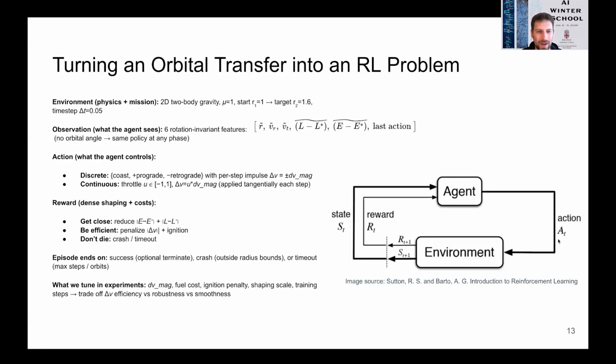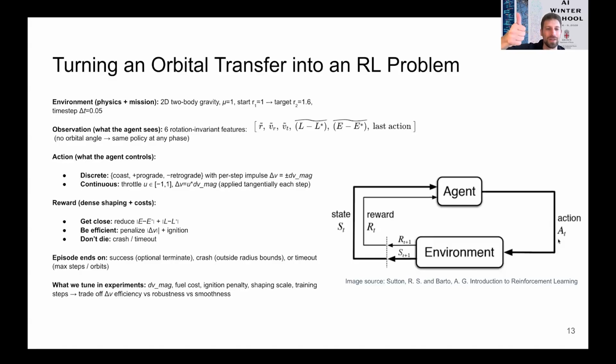The first is discrete, where the agent has three options. It can coast, it can do a prograde burn with plus dV magnitude, just a constant at each time step, or it can do a retrograde burn. There's nothing else it can do. In this case it's a simpler problem because the action it has to learn is just one of three things.